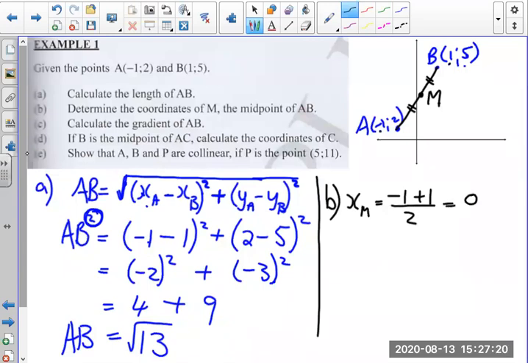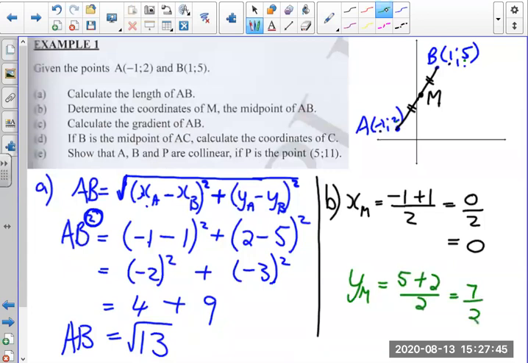That gives us a 0 divided by 2, which is a 0. So it's on the x-axis, on the y-axis. Now I must still calculate the y coordinate of M. So to do that, I add the 2 y values, 5 plus 2, divide by 2. That gives me 7 over 2. And the coordinates of the midpoint will then be: the x coordinate is 0 and the y coordinate is 7 over 2.